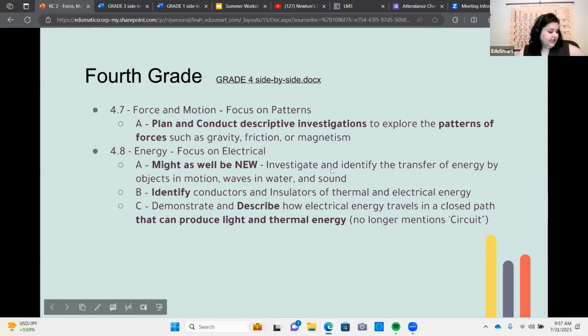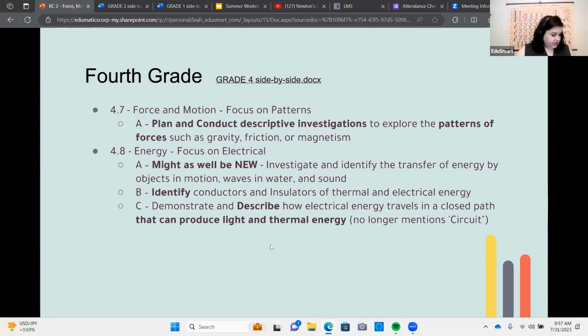So we're really looking at, they need to understand energy in a much more in-depth way. It used to just be more like describe the different types of energy. There's not much of that now. It's not describe the type, it's how does energy work? So lots more rigor. Identify conductors and insulators, really not much change to that other than the verb, which is identify as opposed to differentiate.